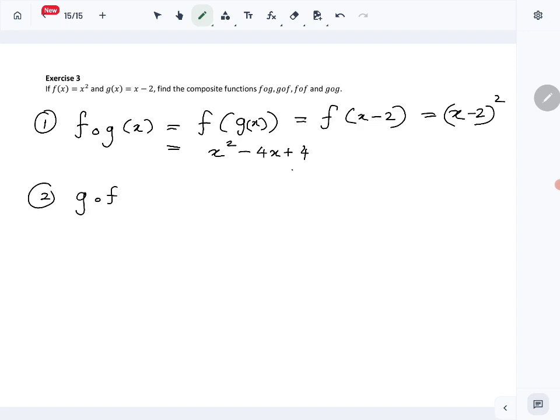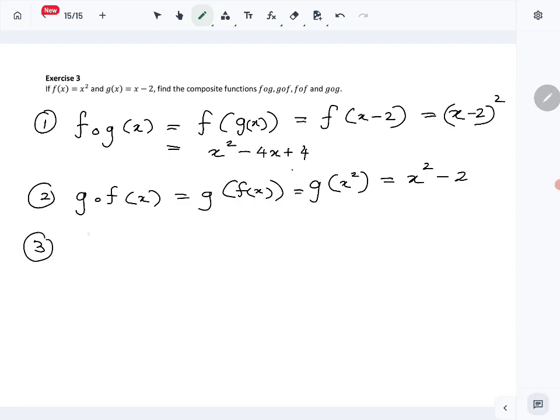Then let's do the next one. Same concept. g circle f means g is the outer function, f is the inner function. So now write the inner function. What is the inner function? x squared, right? Substitute. So g of x squared. Wherever I see an x in g, I have to substitute x squared. So this is the new composite function, x squared minus 2, right?